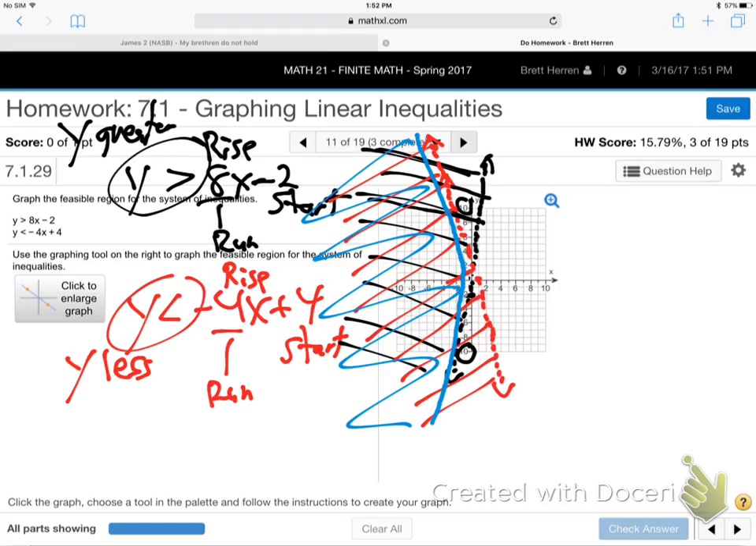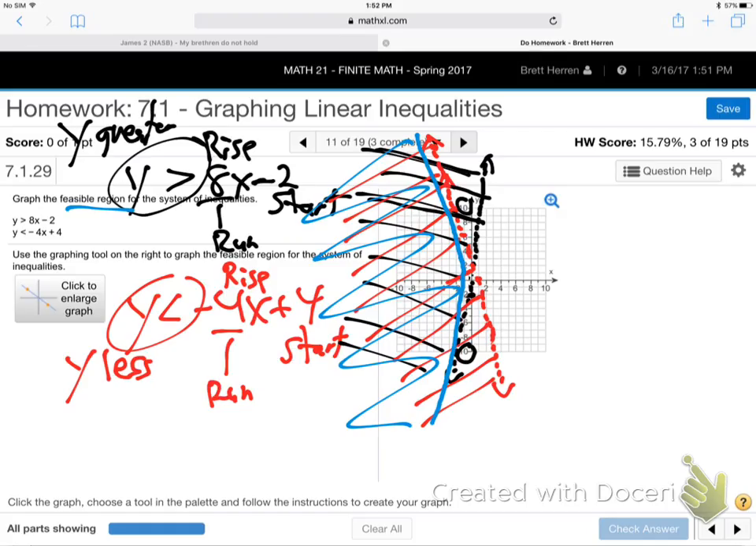So that's our answer. We're looking for what's called the feasible region, which we're going to be talking a lot about in days to come. That's where both shadings overlap. If you're in that blue region, you satisfy both inequality statements. Does that make sense?